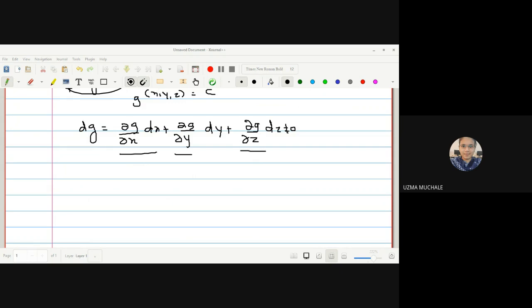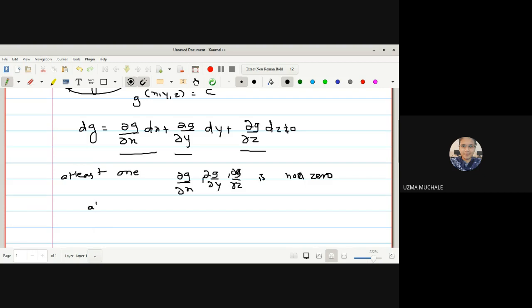So we are provided that dg is not equal to 0, that means at least one of the partial derivatives is non-zero. Okay, instead of assuming that all are non-zero, you can say that at least one of the partial derivatives is not equal to 0 at any point on the surface M. That is, at least dou g by dou x or dou g by dou y or dou g by dou z is non-zero at all points of the surface M, right?